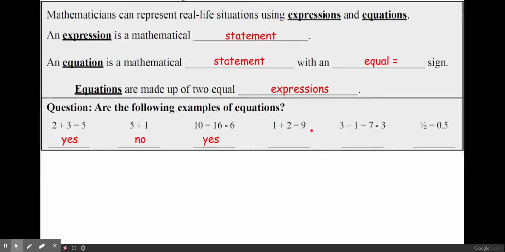What about 1 plus 2 equals 9? Now, it seems like it would be because it has an equal sign, but it's not because 1 plus 2 doesn't equal 9. It's 3. And so this would be not a true statement. It's not an equation. How about 3 plus 1 equals 7 minus 3? Well, that's 4, and this is also 4. So yes, this is an equation. And 1/2 equals 0.5. Yes, 1/2 and 0.5 are the same thing. So yes, that is an equation.